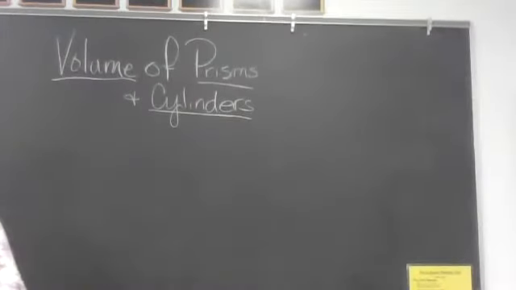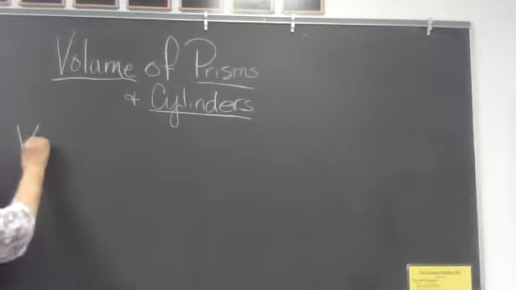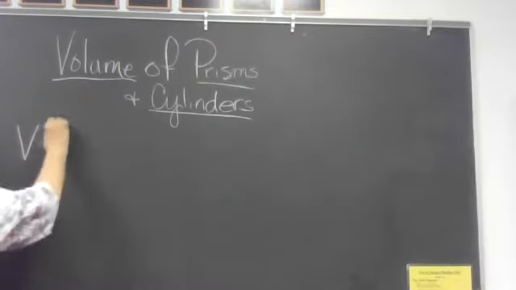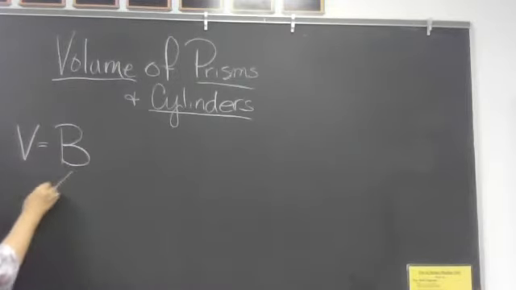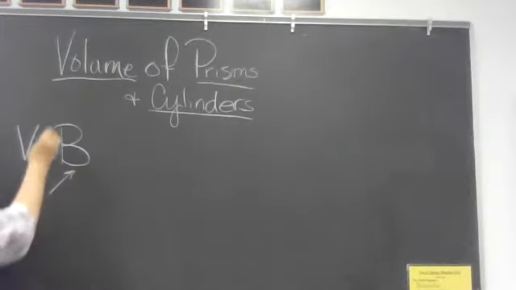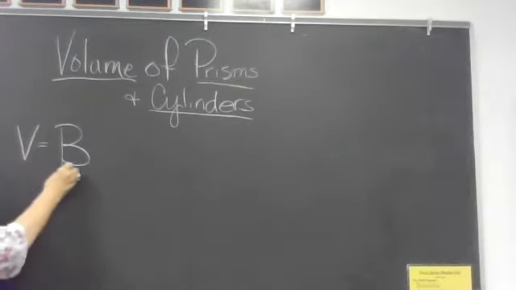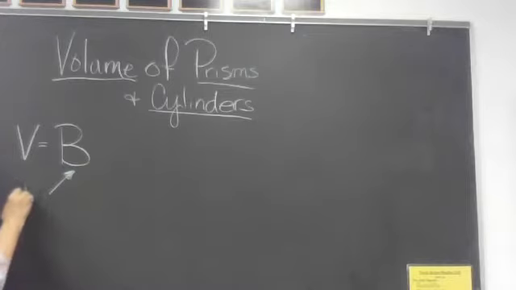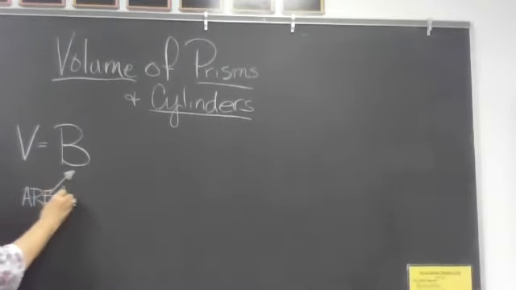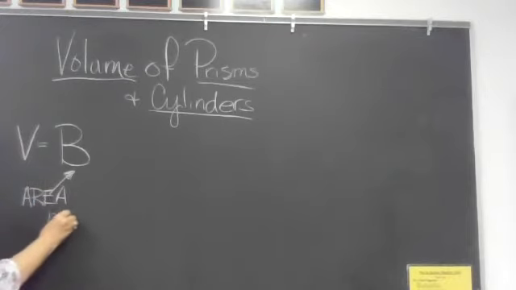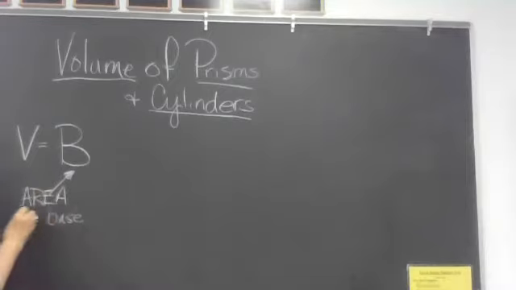Okay, last week we found out how to find the volume of prisms, and the easiest formula is volume equals big B, and big B we found out is different than the lowercase b. The capital B means the area of whatever base happens to be on the prism, the area of the base.